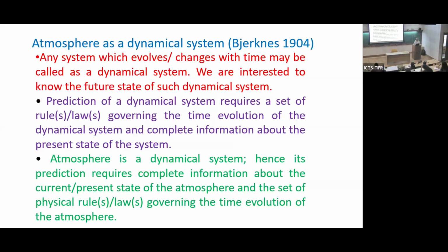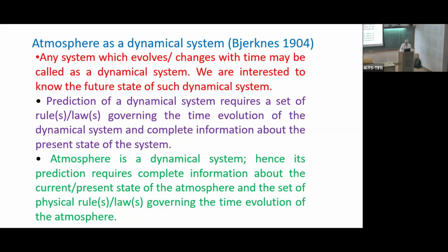So any system that evolves, that changes in time, is called a dynamical system. We can assume the atmosphere to be a dynamical system. So the requirement is we need to have a set of rules and laws that govern the time evolution of the dynamical system and complete information of the initial present state of the system.